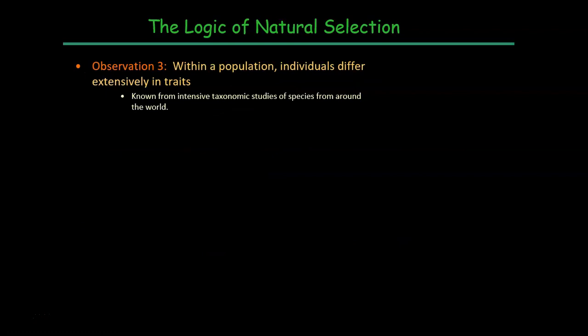Observation number 3: within a population, individuals differ extensively in traits. Now this observation actually matches one of those preconditions for natural selection, that there's got to be variation in a population, otherwise natural selection is not going to happen, okay? All this to say that just as you see variation across campus in the way people look, behave, and etcetera, there's variation out there for every species. It's just hard for us humans to see it. You know, when we look at plants or squirrels or something like that, they all look the same maybe, but there's variation out there.